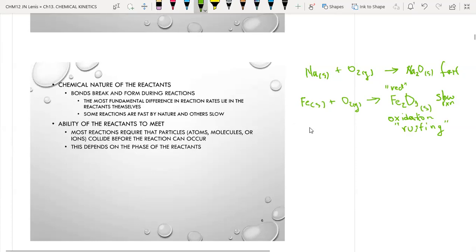TNT. What is that? Trinitroglycerin is an explosive. Plus O2 forms CO2 plus water and nitrogen oxide and heat. And that is really fast.